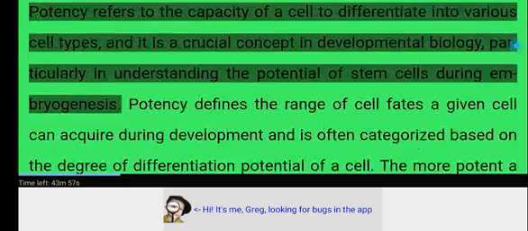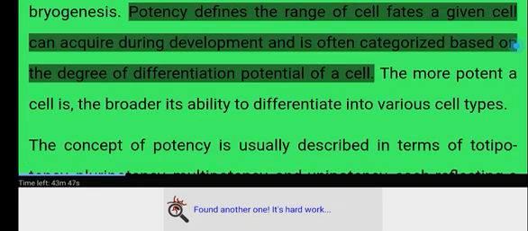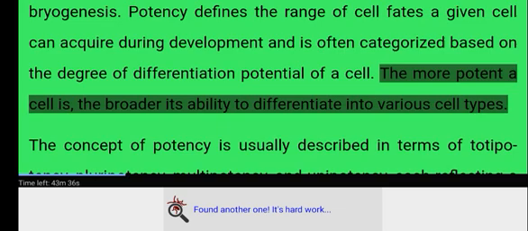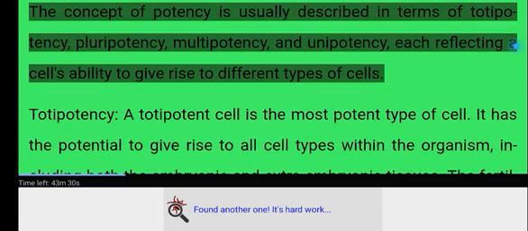Potency in developmental biology. Potency refers to the capacity of a cell to differentiate into various cell types, and it is a crucial concept in developmental biology, particularly in understanding the potential of stem cells during embryogenesis. Potency defines the range of cell fates a given cell can acquire during development and is often categorized based on the degree of differentiation potential of a cell. The more potent a cell is, the broader its ability to differentiate into various cell types. The concept of potency is usually described in terms of totipotency, pluripotency, multipotency, and unipotency, each reflecting a cell's ability to give rise to different types of cells.